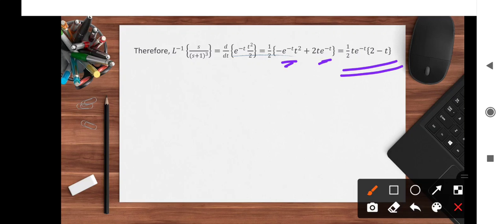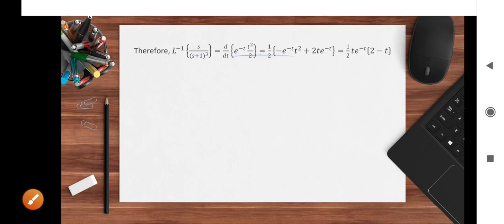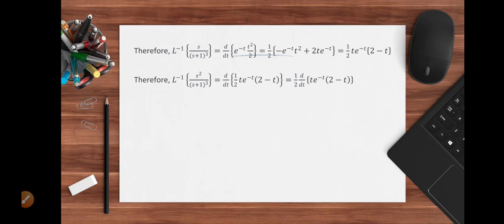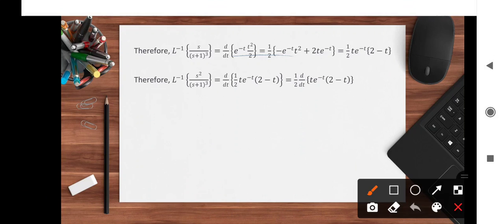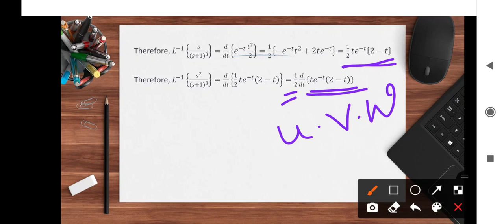Now this is not the final answer, as we have to find L inverse of s square upon (s plus 1) bracket cube. So we have to take one more time derivative of this latest function of t. Therefore L inverse of s square upon (s plus 1) bracket cube is equal to d by dt of the latest function of t, that is 1 by 2 t e raised to minus t into 2 minus t. Again 1 by 2 out of the derivative sign, and you have to find the derivative of this function using the product rule with 3 terms.